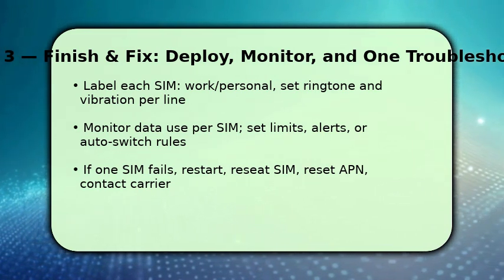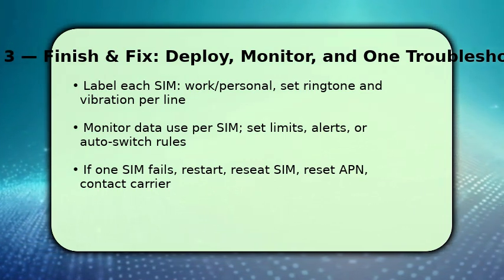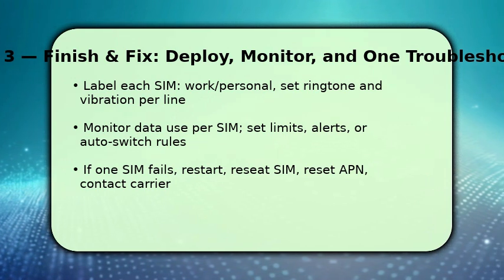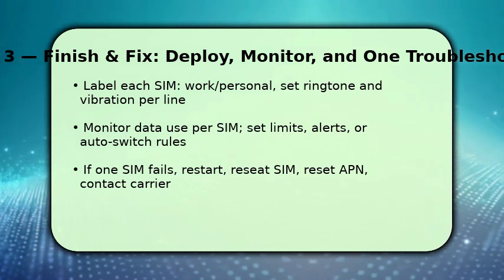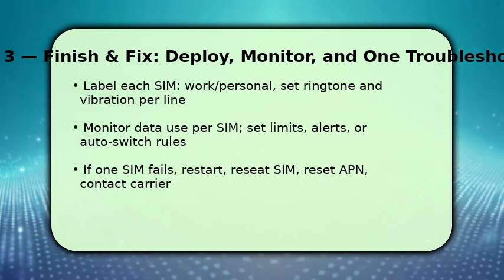If a SIM stops working, try simple fixes first. Restart the phone, reseat the SIM, reset the APN, and only then contact the carrier. This final checklist keeps both lines organized and minimizes downtime.